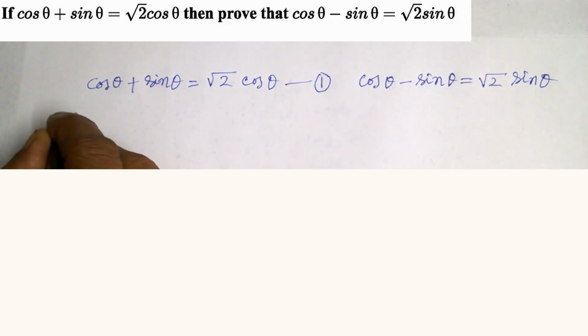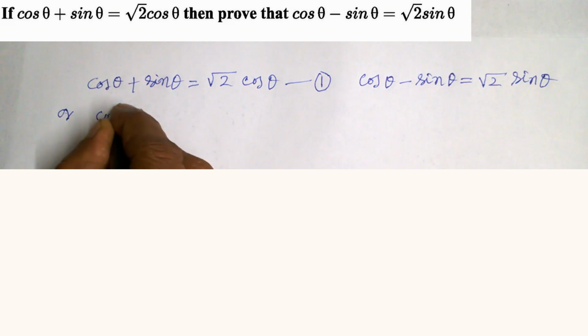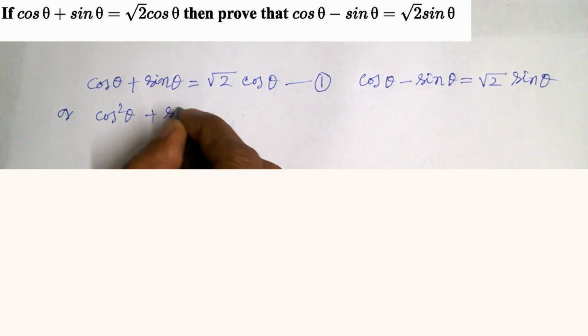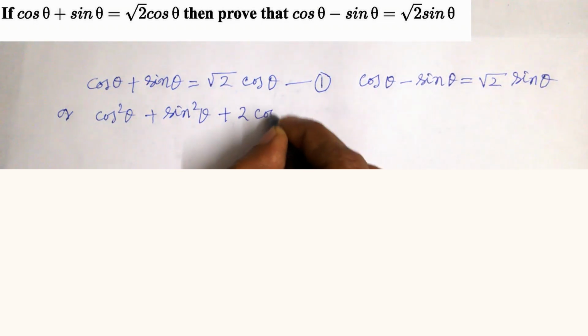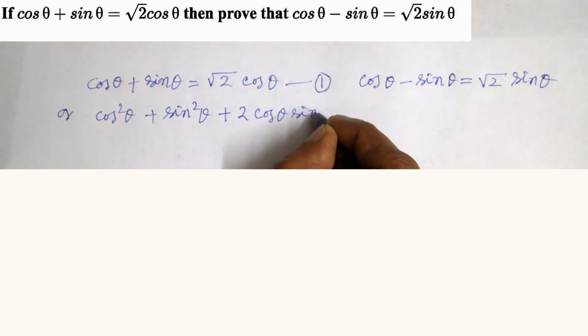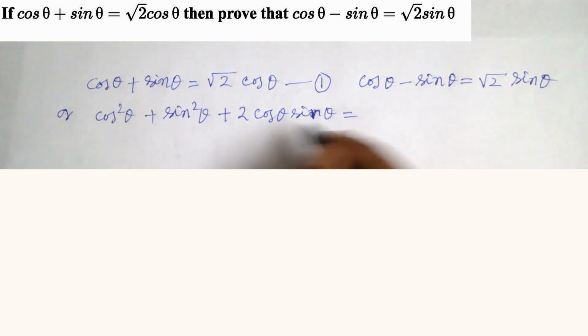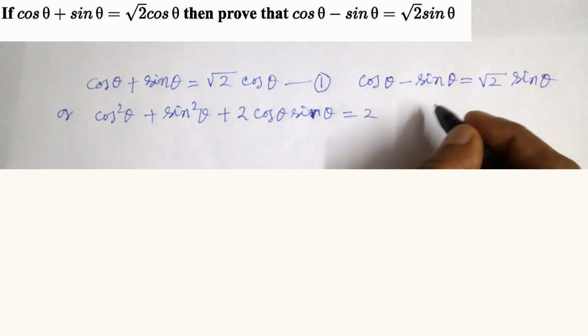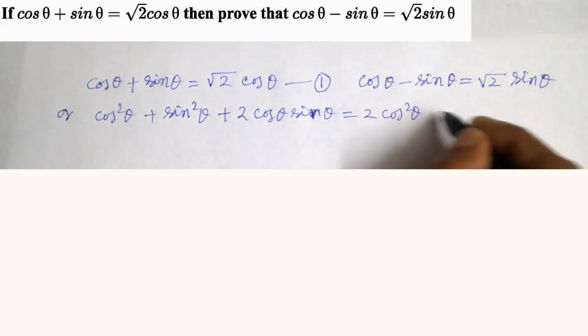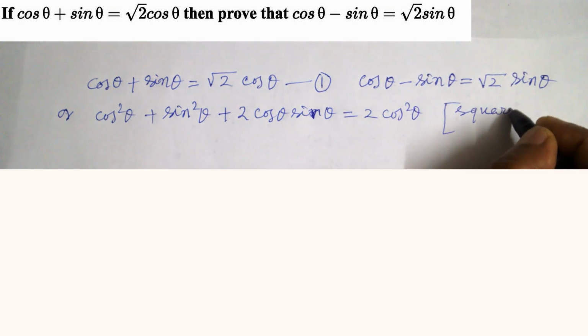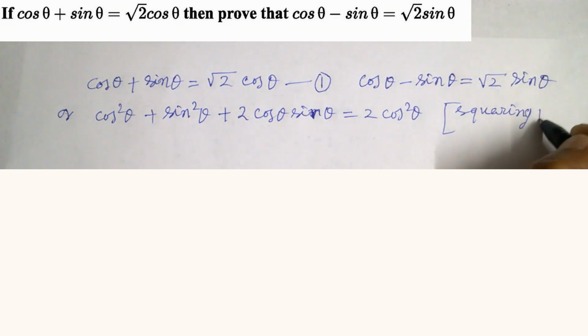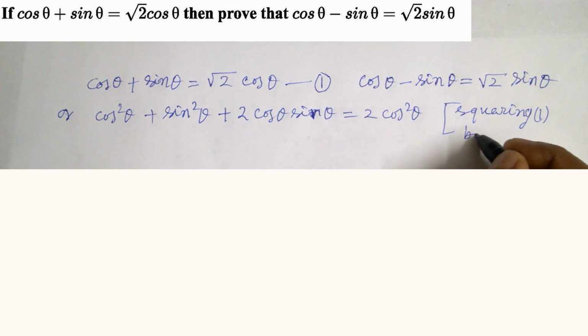Squaring and writing cos square theta plus sin square theta plus 2ab term, 2 cos theta sin theta, that is equal to the square of root 2 cos theta, which is 2 cos square theta. Now on the right side, writing the squaring of equation 1 on both sides.